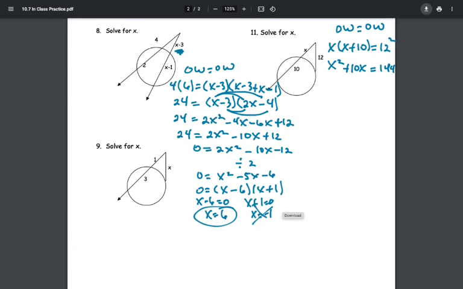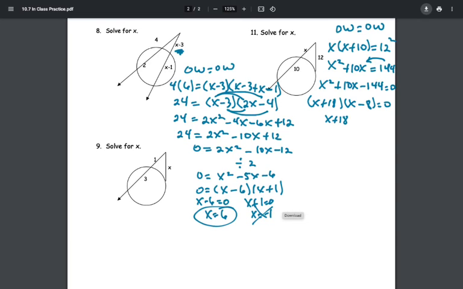Now, because we have an x squared, everything has to be on the same side and it has to be equal to 0. So x squared plus 10x minus 144 equals 0. And then we're going to need to factor. So you're going to have two factors. We'll have x and x. And then this will factor to be plus 18 and minus 8.